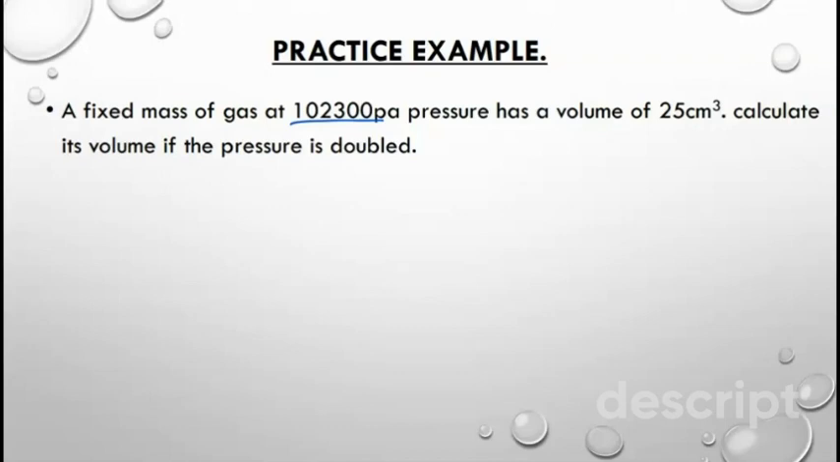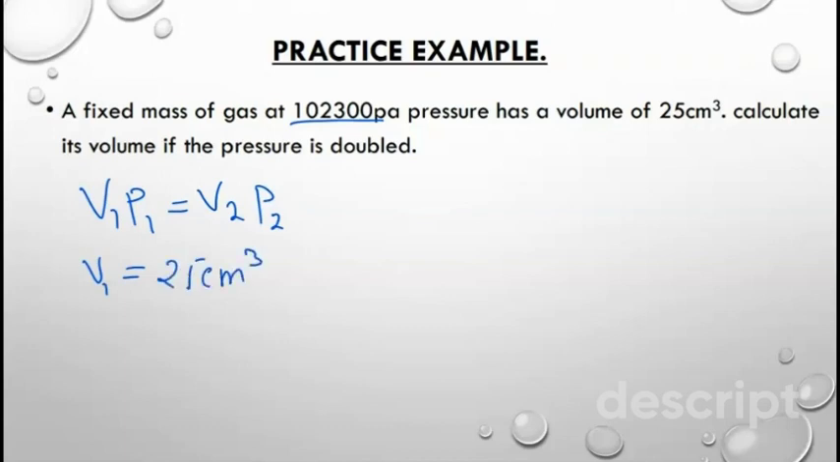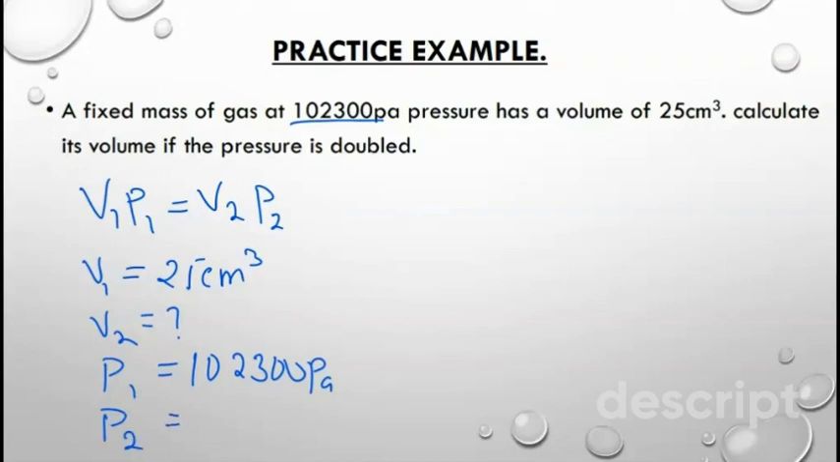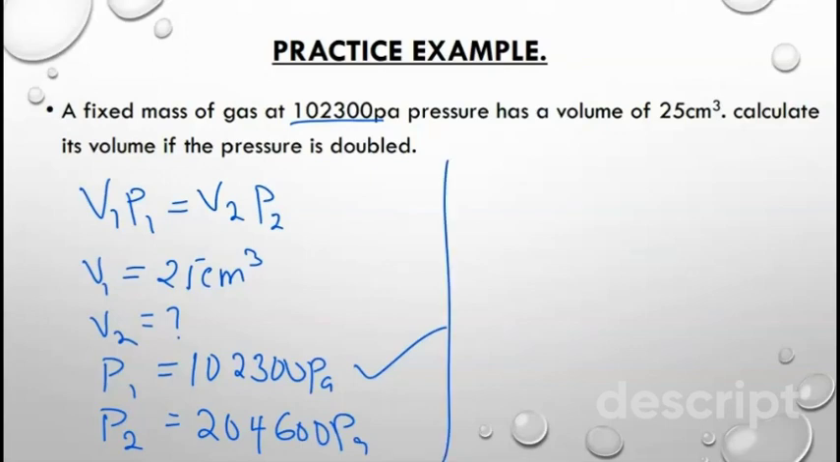Let us see. We will employ the formula V1 P1 equals V2 P2. Which is our V1? It is 25 cubic centimeters. V2 we don't have. P1 is this one. P2, we've been told that the pressure is doubled, so it is this one multiplied by 2, in Pascal. If we have the values, can we calculate the volume?